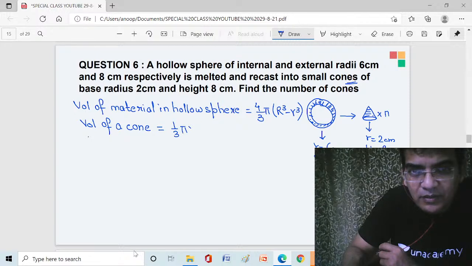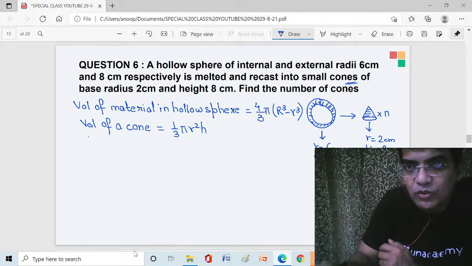But as you can see, we have supposed that n cones were constructed. So we can get the volume of n cones. Whatever we got as the volume of one cone will be multiplied by n, and we will get the volume of n cones. So this is your second equation. This one was your first equation, right? Now these two must be equal because the material of one shape is being molded and cast into the other one. So it will be the same. So equating these two.